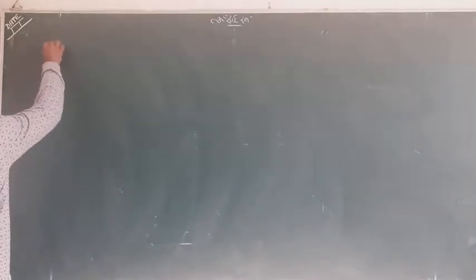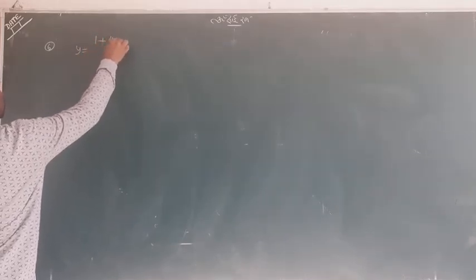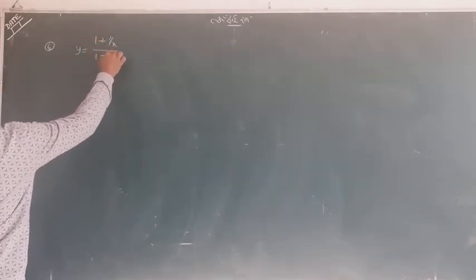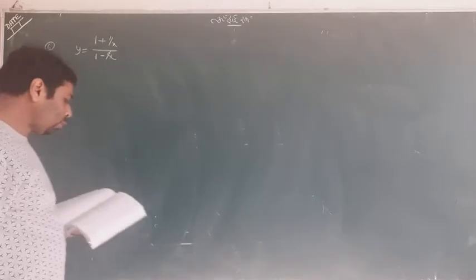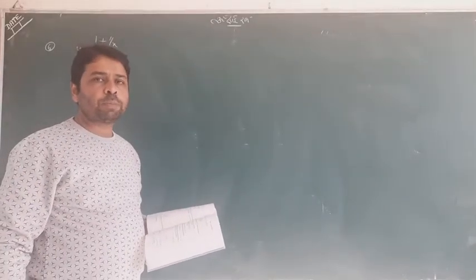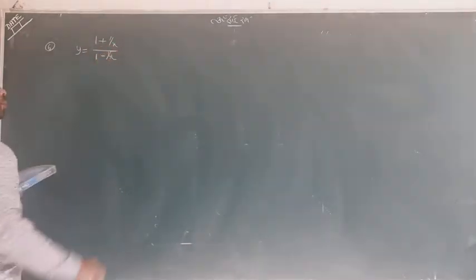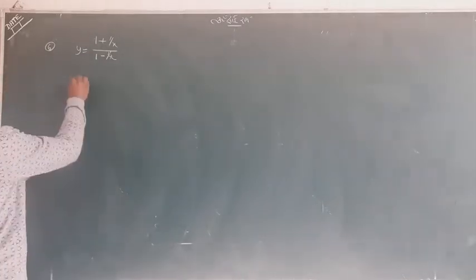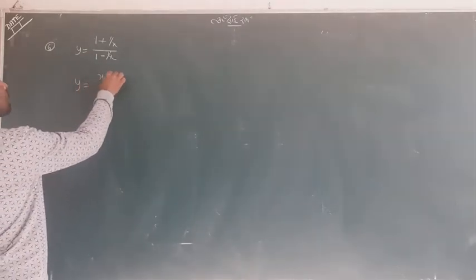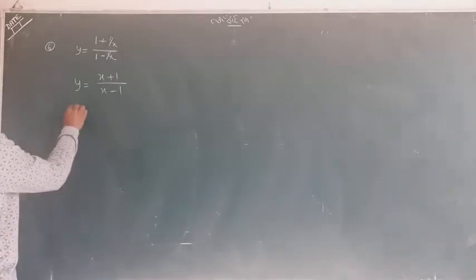Question number, suppose I'm doing 6th one. y is equal to (1 plus 1 by x) upon (1 minus 1 by x). Can you read the question? There is nothing here about the first principle, so we will only do the differentiation by fundamental method. We will take first LCM, (x plus 1) upon (x minus 1), and then after we can do the differentiation.